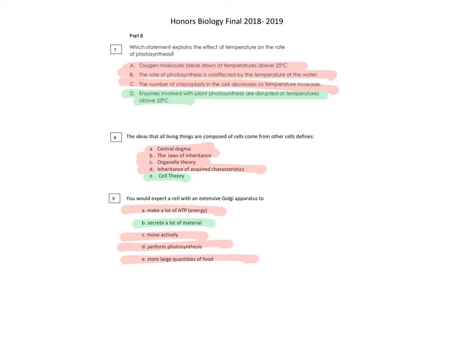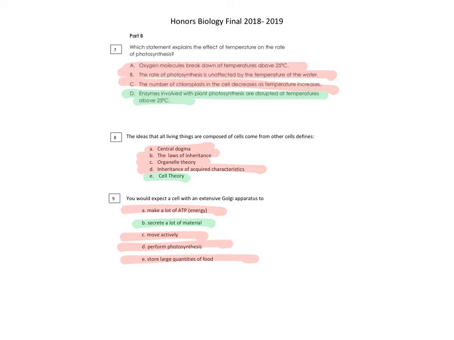All right. And then a secondary question is, what makes ATP? And what would a Golgi body have anything to do with that? If something's really active, what do you need a lot of? Probably ATP. So what would you need a lot of? The thing that makes ATP. Does the Golgi body make ATP? Perform photosynthesis. Does the Golgi body do photosynthesis, or is that a chloroplast? And store large quantities of food. Again, what is the function of each of your organelles? There should be no question that anybody got these questions wrong.